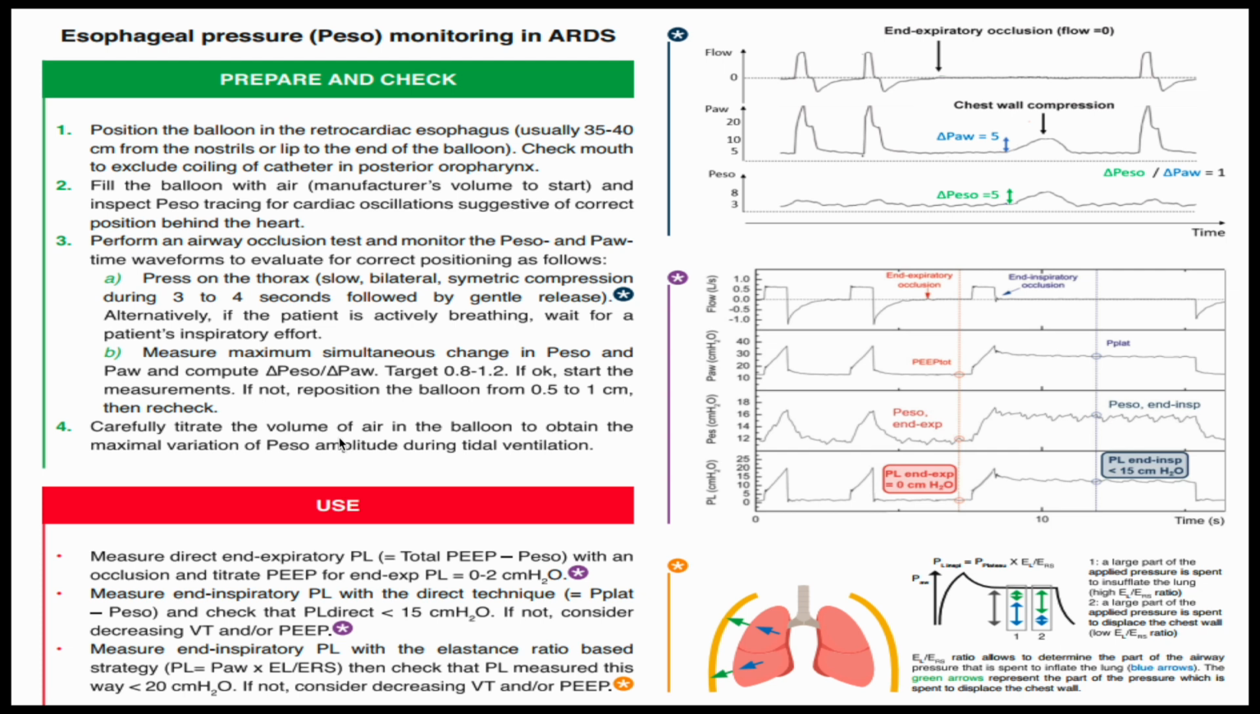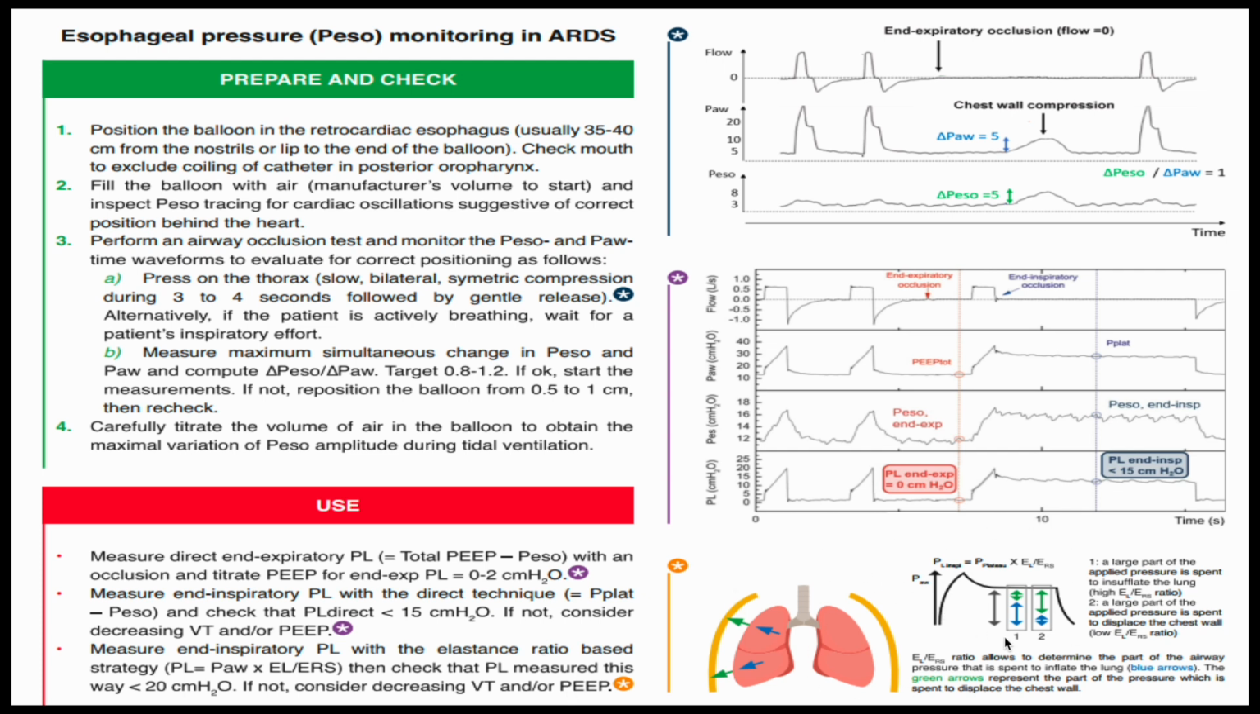Now, carefully titrate the volume of the air in the balloon to obtain the maximal variation in the esophageal amplitude during the tidal ventilation. Where you get the maximal amplitude in tidal ventilation, that is the ideal volume for the esophageal balloon. The use, as we have already described, is to measure the end expiratory transpulmonary pressure and keep it around 0 to 2, measure the end inspiratory and try to keep it less than 15, and measure the end inspiratory transpulmonary pressure with the elastance ratio. This will help us in reducing the over distension of the non-dependent part of the lungs.